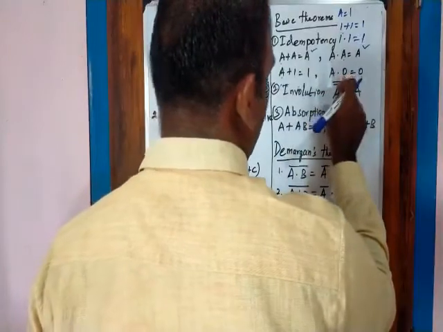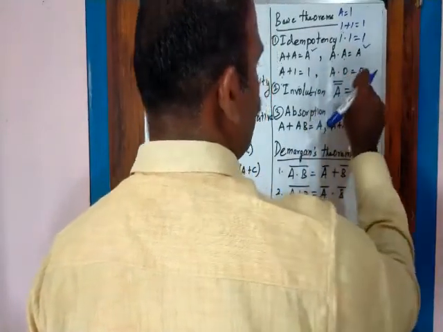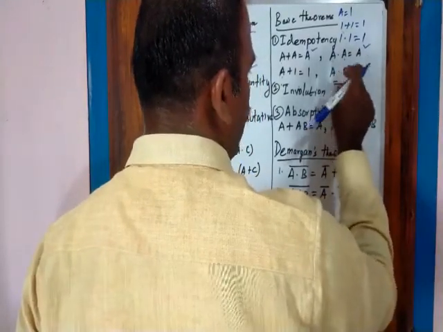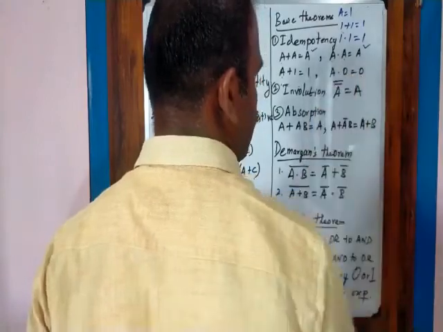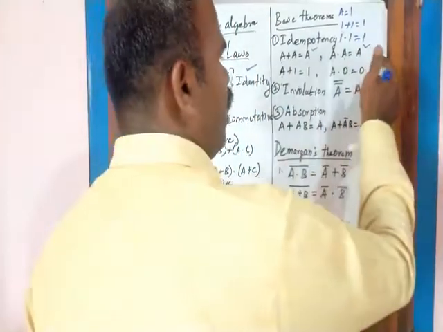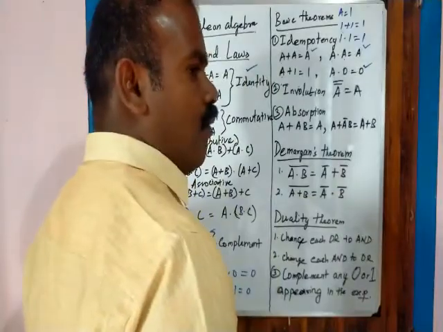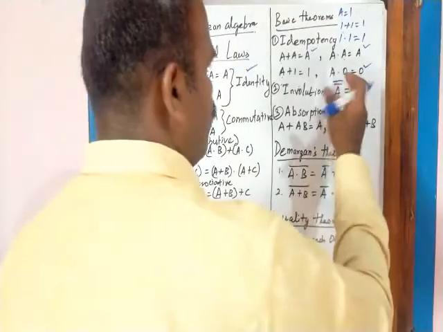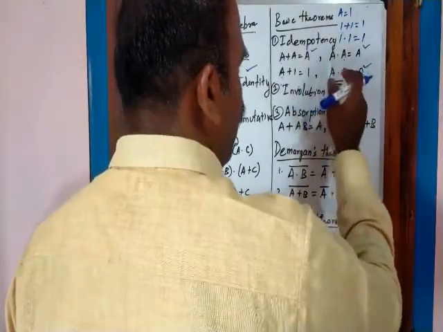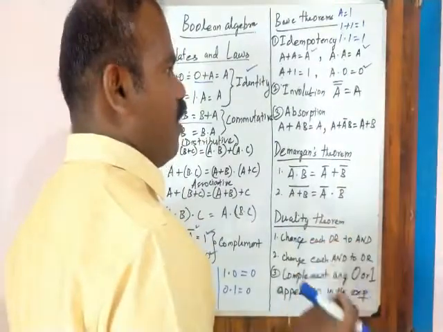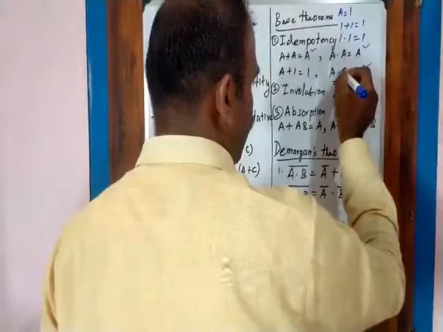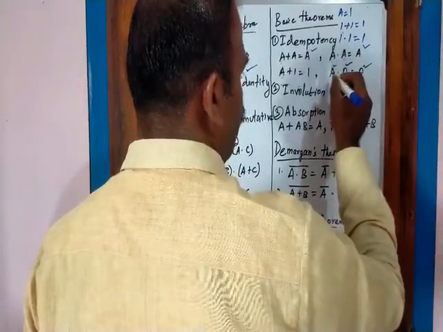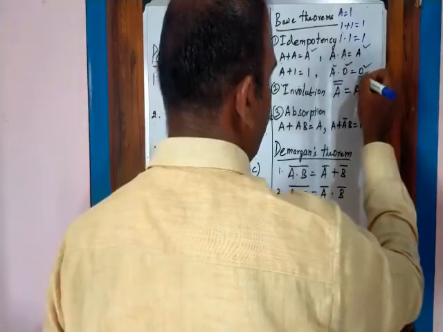And similarly, A dot 0 equals 0. Here A is ANDed with 0. For the AND gate operation, if any input is 0, the output is 0. Or we can say that if any number is multiplied with 0, the answer is 0. So for the AND operation, 0 is one input, A is another input, and you definitely get 0.